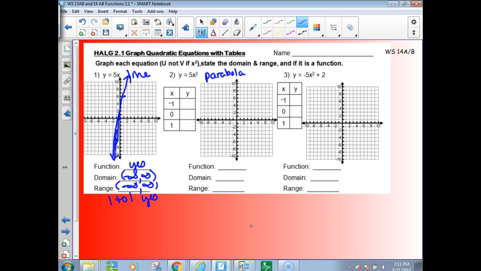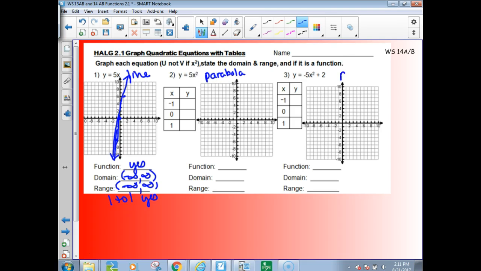So lines are pretty easy. Unless they're vertical or horizontal, these are going to be the answers for all lines that are oblique, which means they slant. If they're vertical, then we don't have a function. If they're horizontal, they're not one-to-one. On a parabola, this is a quadratic, x squared. That's how we know we're going to get a parabola.